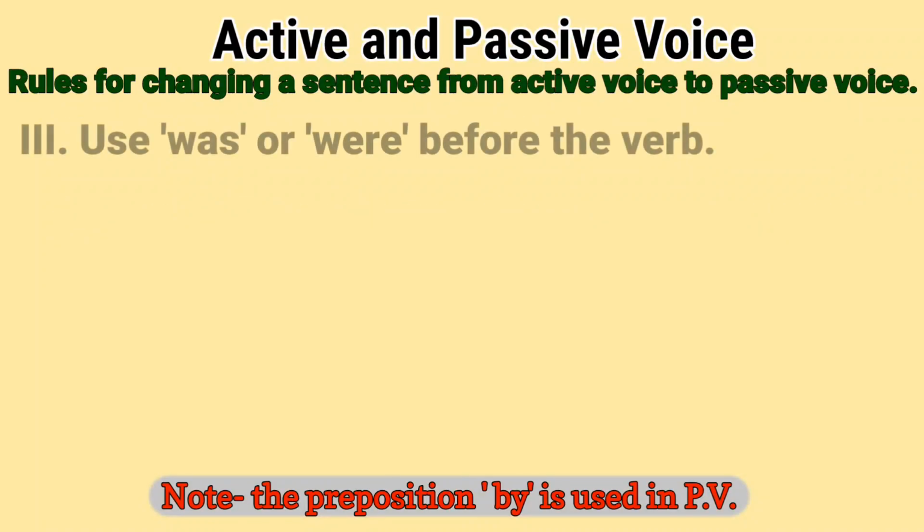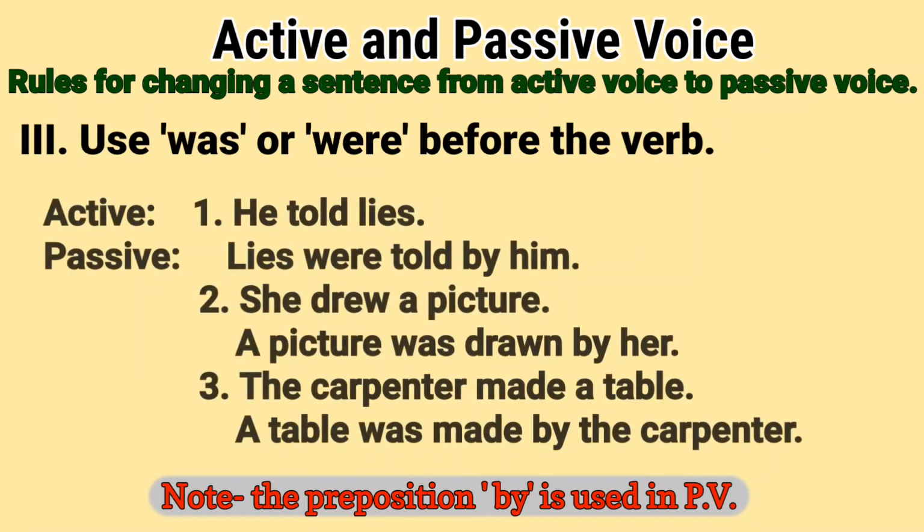Third rule: use was or were before the verb. In active voice, the first sentence is he told lies. Passive voice: lies were told by him. She drew a picture. A picture was drawn by her. The carpenter made a table. A table was made by the carpenter.